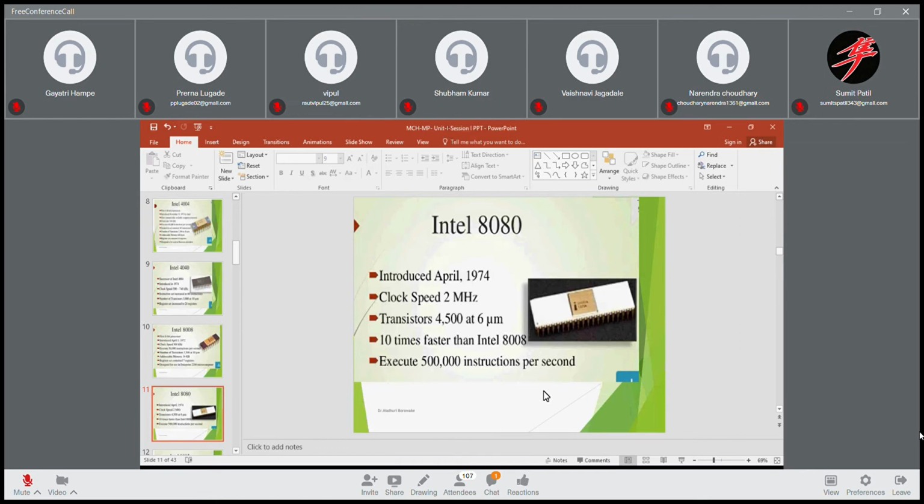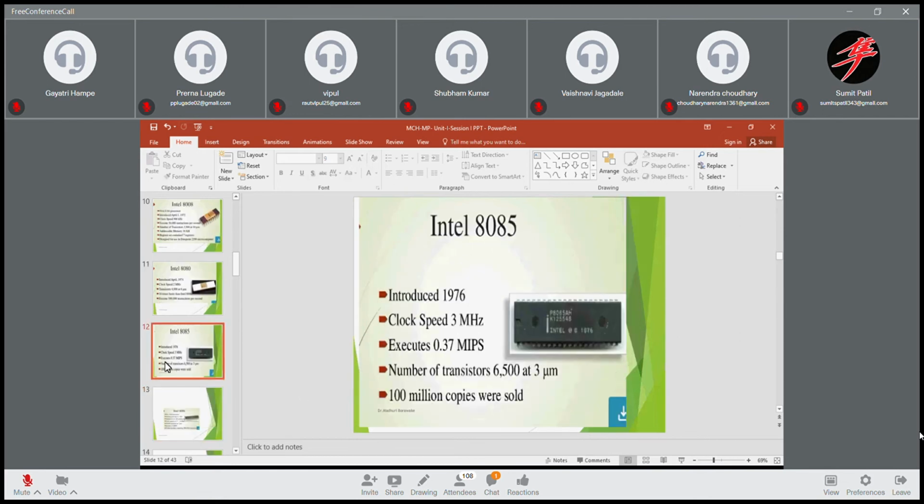Now this is the next version of the processor. Next is the 8085. This is a very important processor. The 8085 processor has a clock speed of about 3 megahertz to 5 megahertz. It has an 8-bit data bus and an 8-bit address bus. And the new concept they developed in this version of the microprocessor is serial communication.